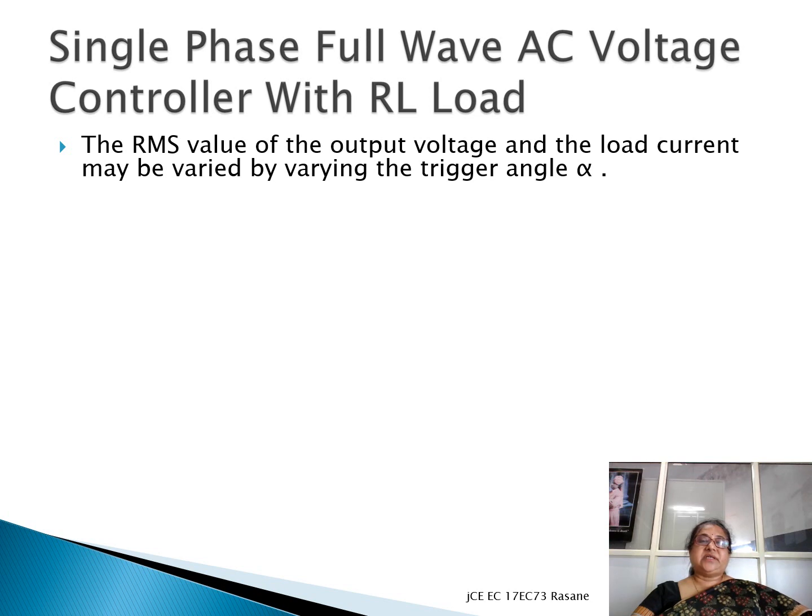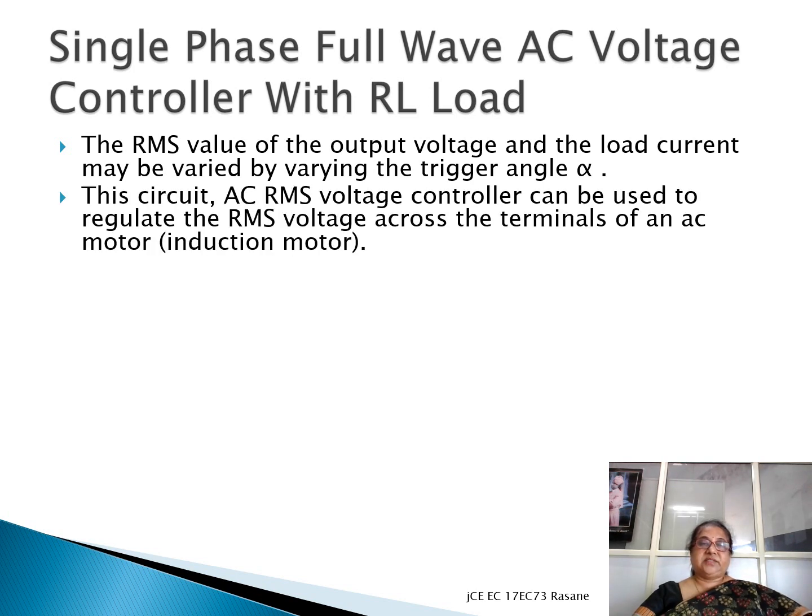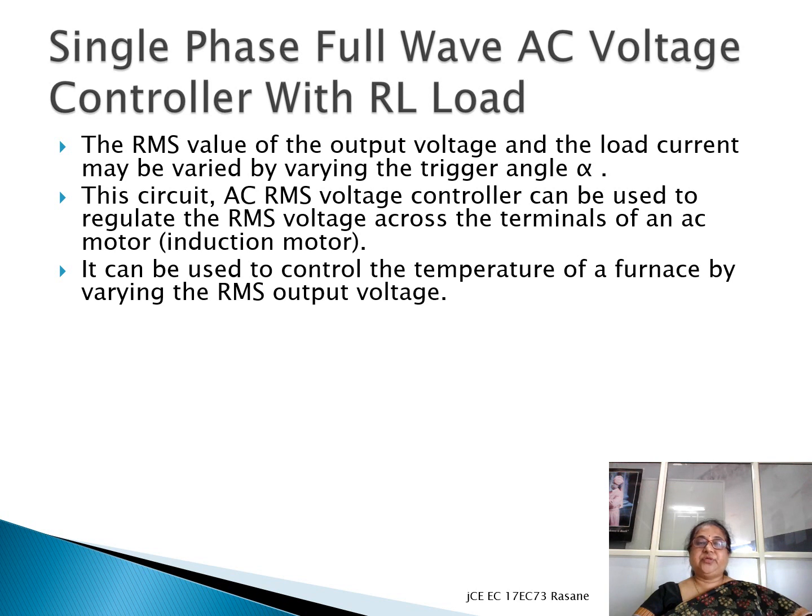So the RMS output voltage. Since we are dealing with AC voltage, we have to deal with the RMS value of the output voltage, and the load current may be varied by varying the triggering angle alpha. This circuit, the AC RMS voltage controller, can be used to regulate the RMS voltage across the terminals of any AC motor or inductive motor. It can be used to control the temperature of a furnace by varying the RMS output voltage.